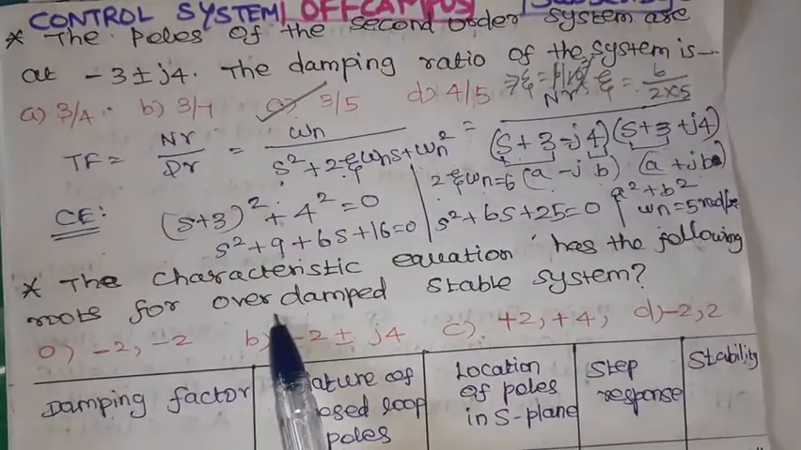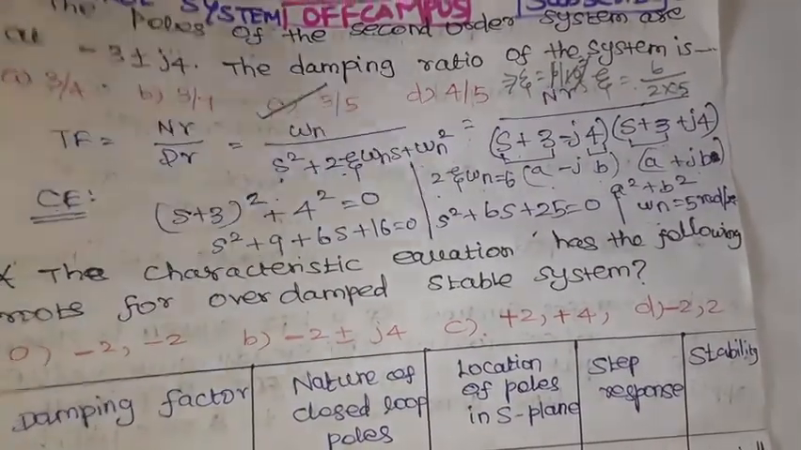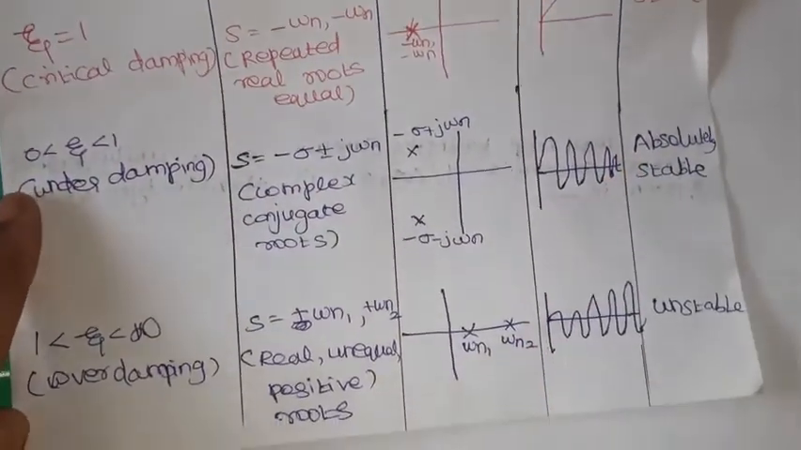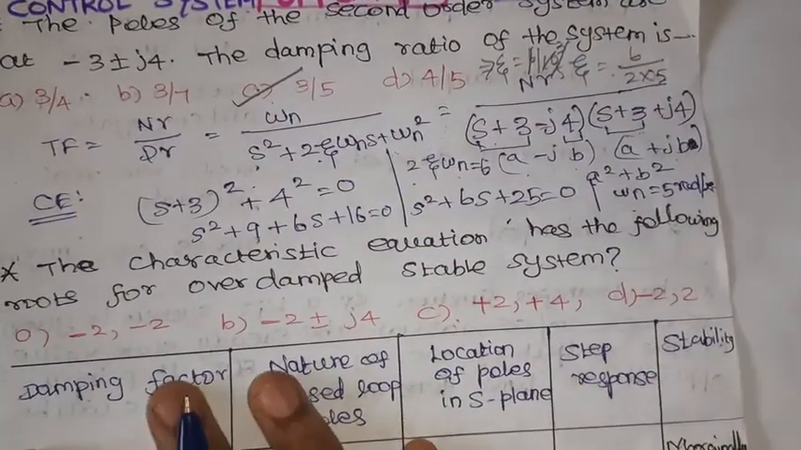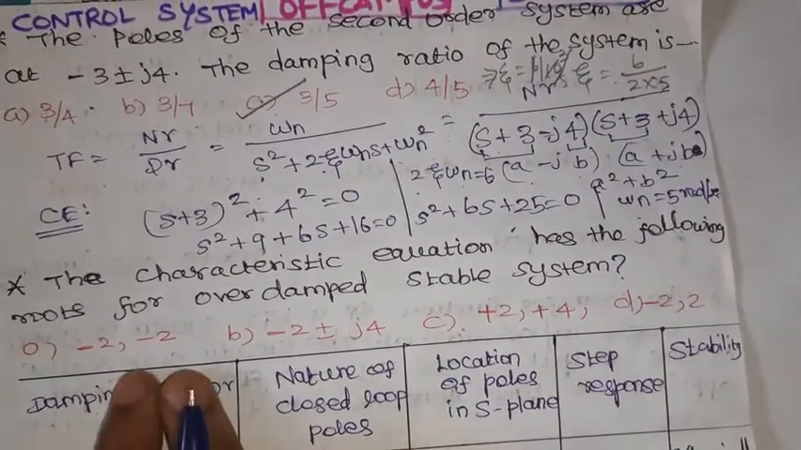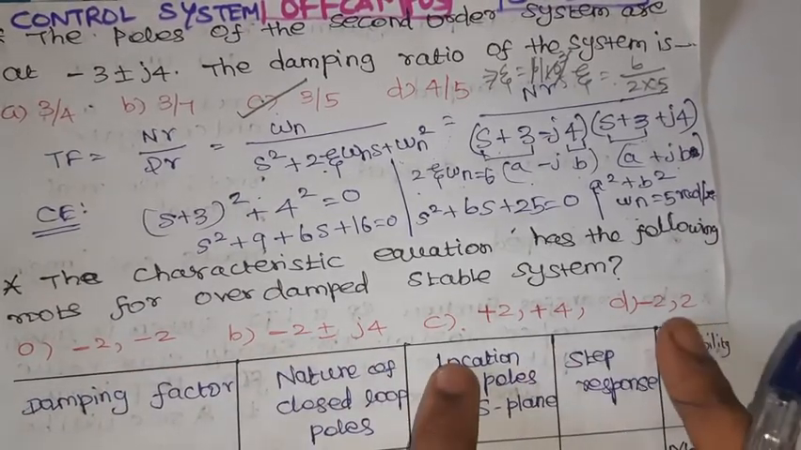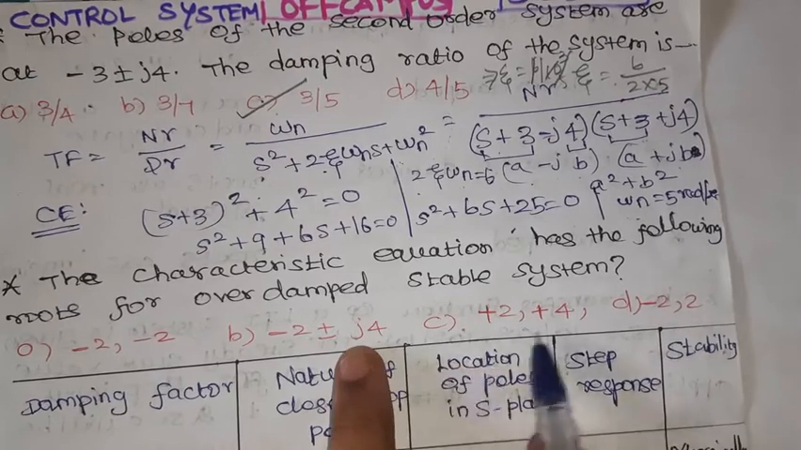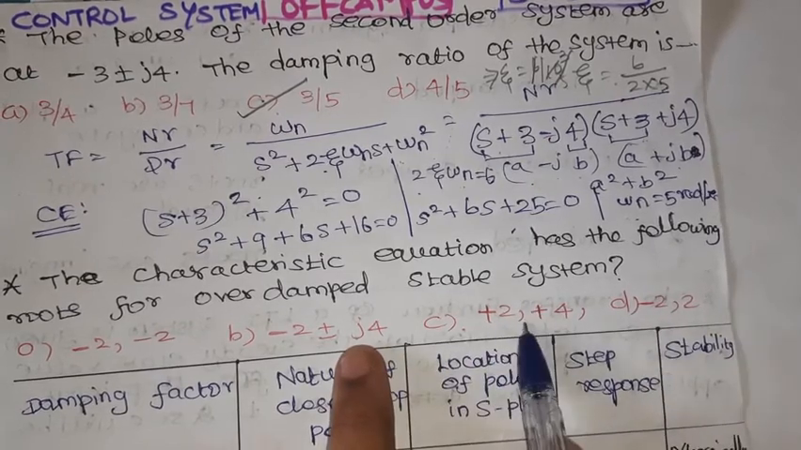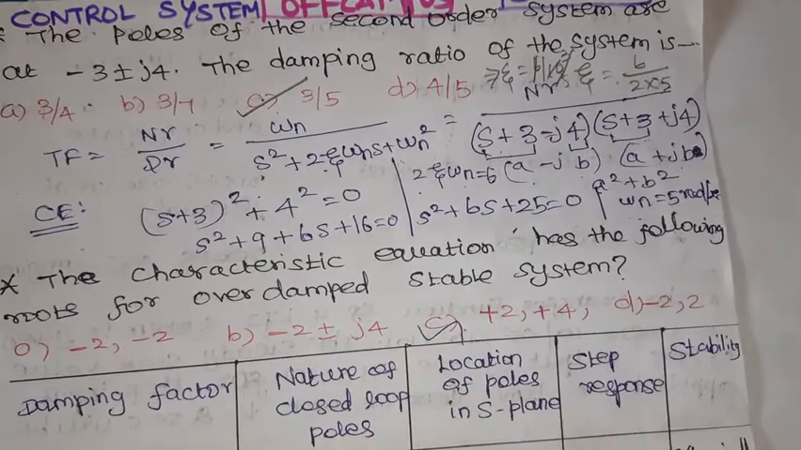So, from these options, for an overdamped system, the roots will be real, unequal and positive. Among the options, one is real equal, one is complex conjugate, one has one negative and one positive root, and this one is real, unequal and positive roots. So option C is the right option for this problem. We move on to the next problem.